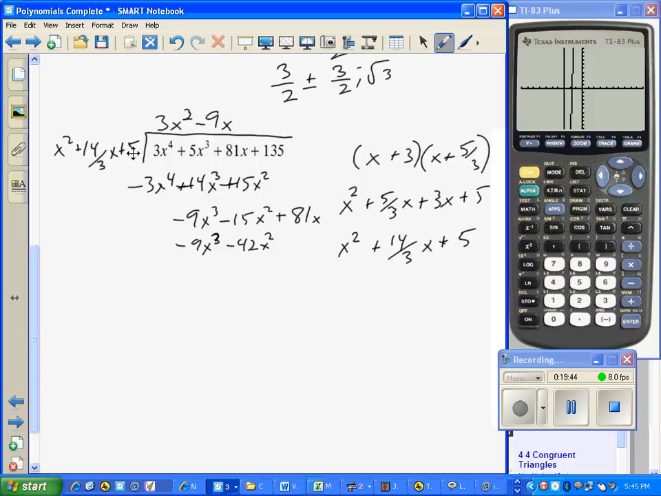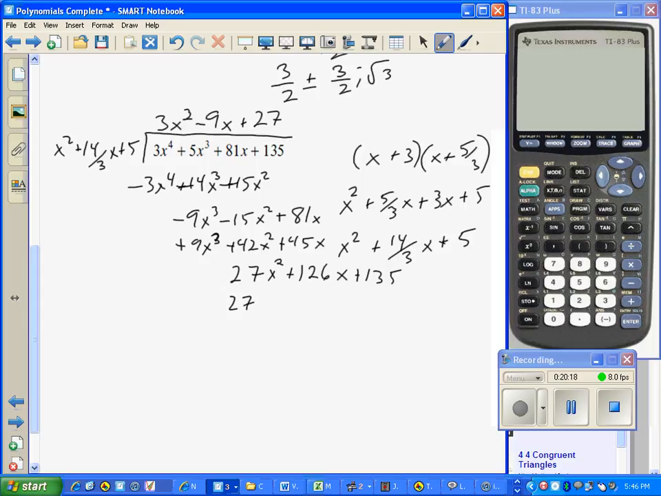And then I'm going to have minus 45x. Switch all my signs. These cancel. This turns into positive 27x squared. And this turns into 126x. Bring the 135 down. I need to match the 27, so I multiply by 27.